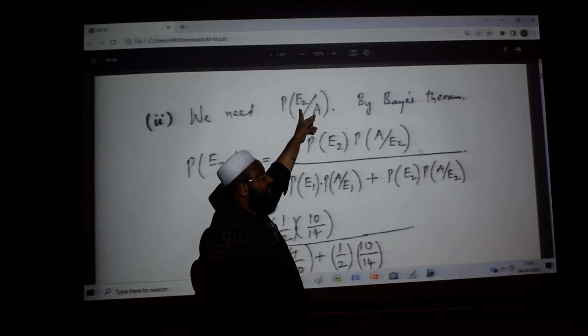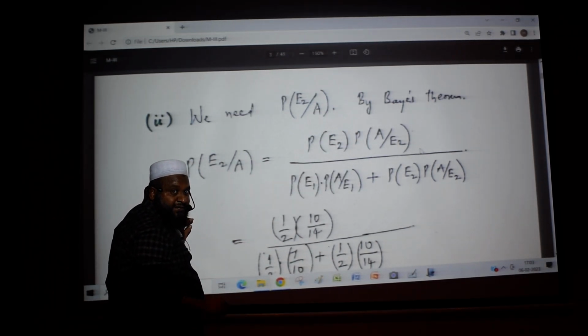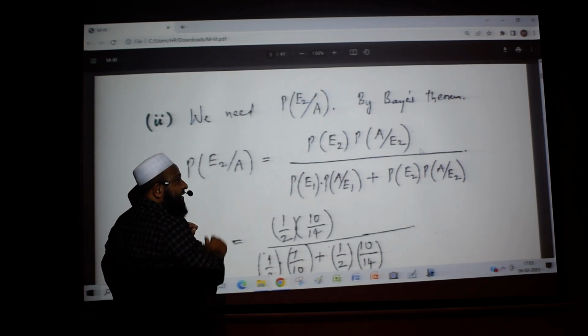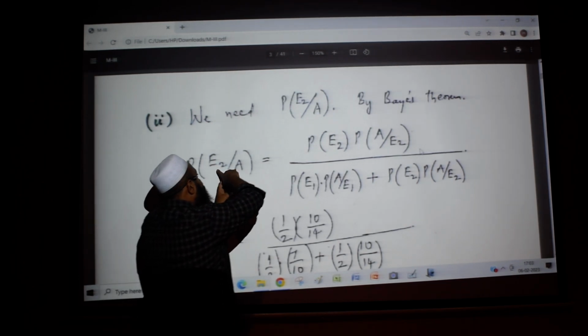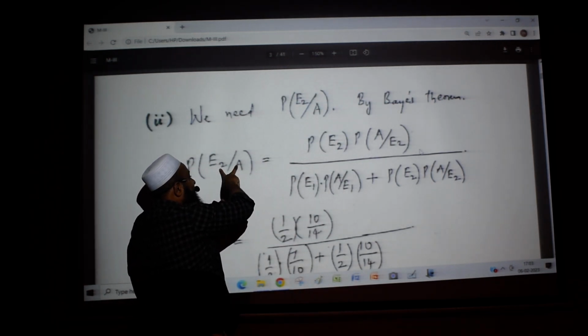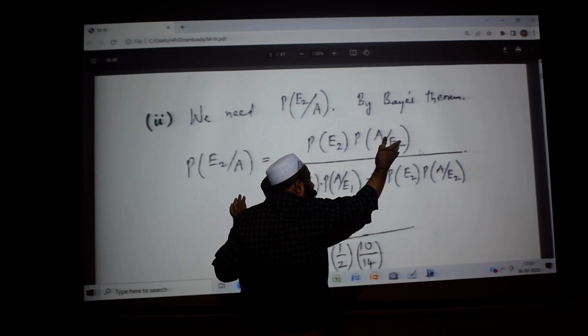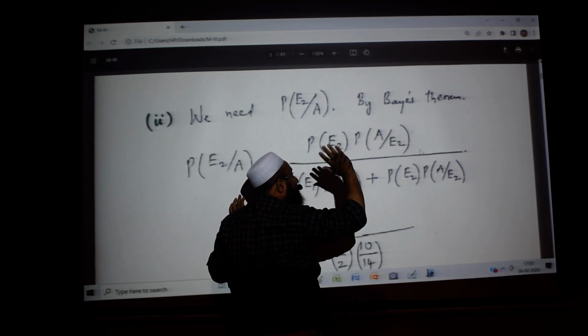By Bayes theorem, you know very well, B by A was written. Now it is E2 by A. This E2 by A, immediately reverse it as A by E2. Are you able to understand this? This is how I am interchanging it. And this E2 is the denominator, so you write E2 here. This is how you have to remember.